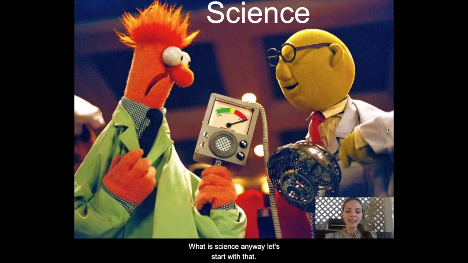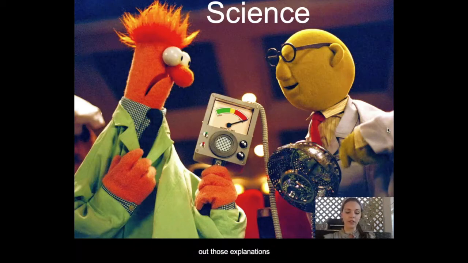So, what is science anyway? Let's start with that. Science is an evidence-based approach to understanding the natural world. So, it represents both what we know and how we know it. In other words, science includes all of these facts that we learn in this course and also the method of how we learn them. And how we learn them, that's the scientific method. So the scientific method is an organized way of offering logical explanations to what we observe and also testing out those explanations.